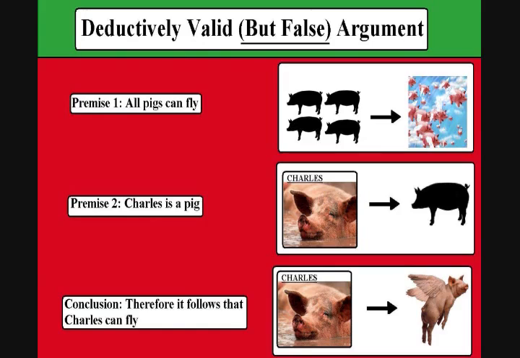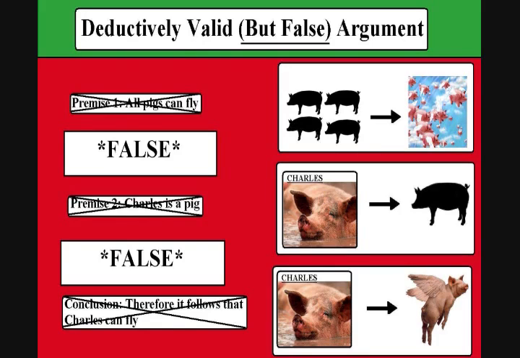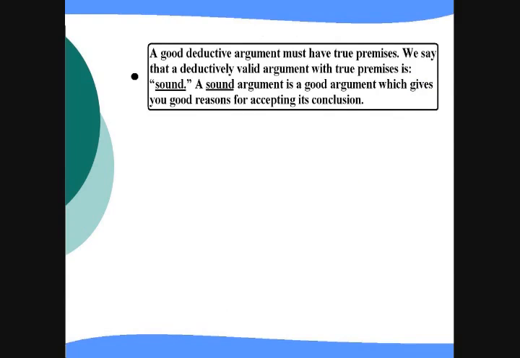The premises of this argument I've just given are quite obviously false, but the conclusion that Charles can fly logically follows from the premises of the argument. It's a deductively valid argument with good logical structure, but it's a bad argument because the premises are false. A good deductive argument must have true premises. We say that a good deductively valid argument with true premises, we call this a sound argument. A sound argument is a good argument which gives you good reasons for accepting its conclusion.